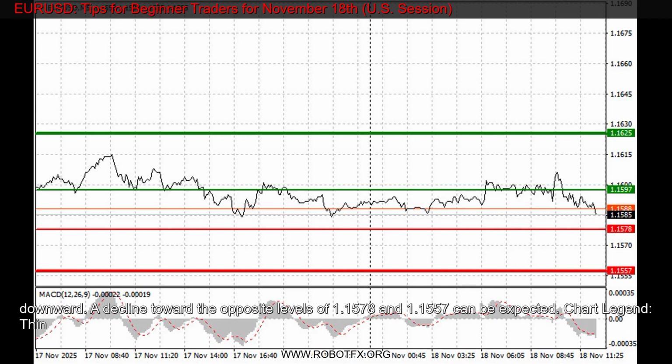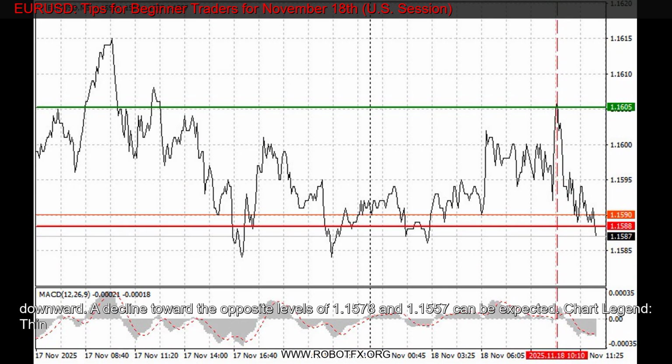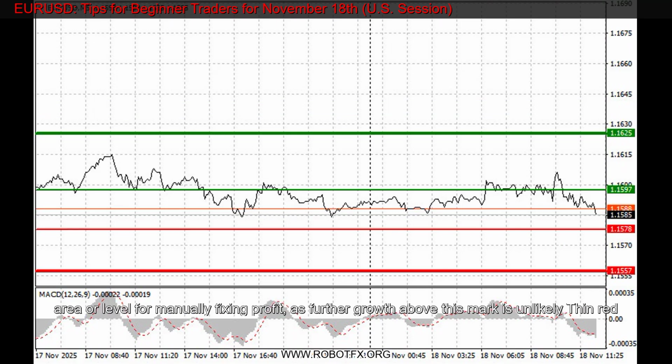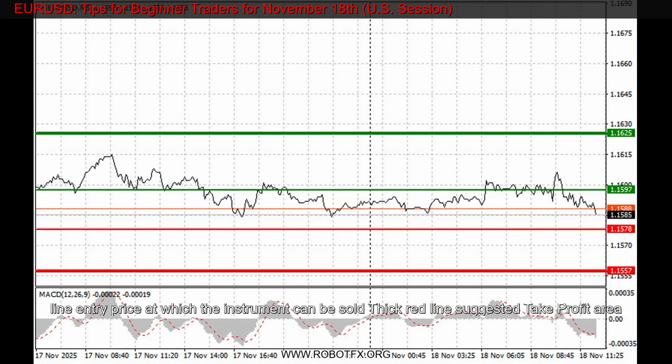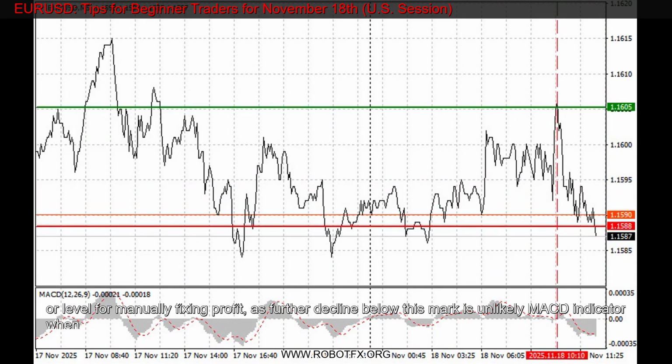Important. Before selling, make sure the MACD indicator is below the zero mark and only beginning to decline from it. Scenario no. 2. I also plan to sell the euro today if there are 2 consecutive tests of the 1.1597 price level when the MACD indicator is in the overbought area. This will limit the pair's upward potential and trigger a reversal downward. A decline toward the opposite levels of 1.1578 and 1.1557 can be expected.